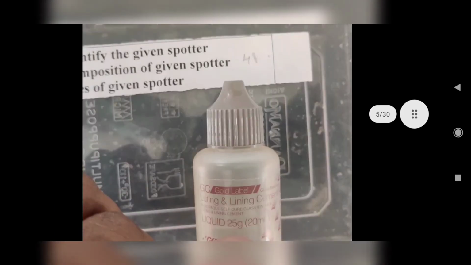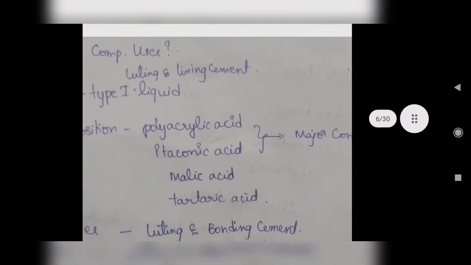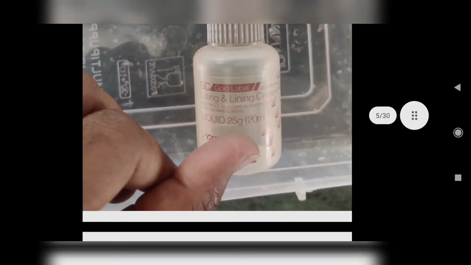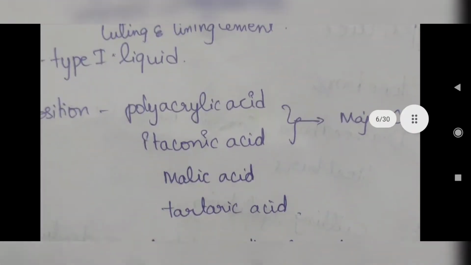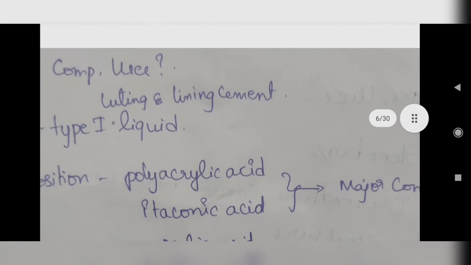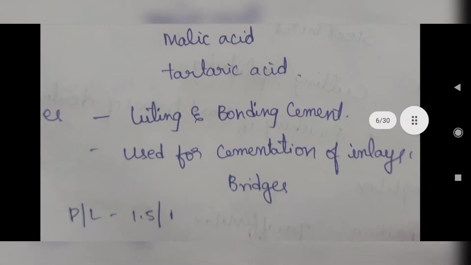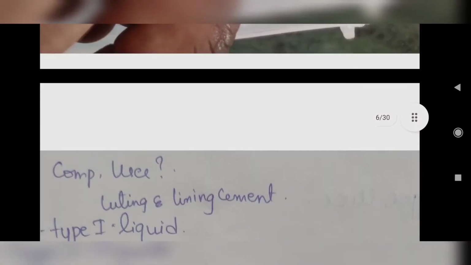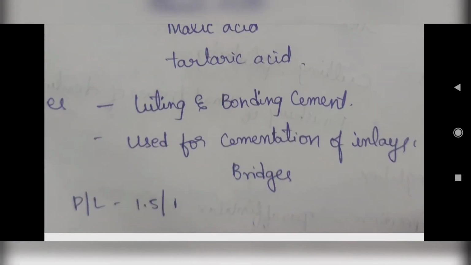So what is this? We have to identify it and write the composition and the uses of the given spotter. So it is a luting and lining cement. What is its use? It is used for luting and lining purposes. What's its composition? It consists of polyacrylic acid, itaconic acid, malic acid and tartaric acid. So it's used for luting and bonding cement, as I previously said. What is its ratio? Its ratio is 1.5 to 1. So powder is taken as 1.5 and liquid as 1.